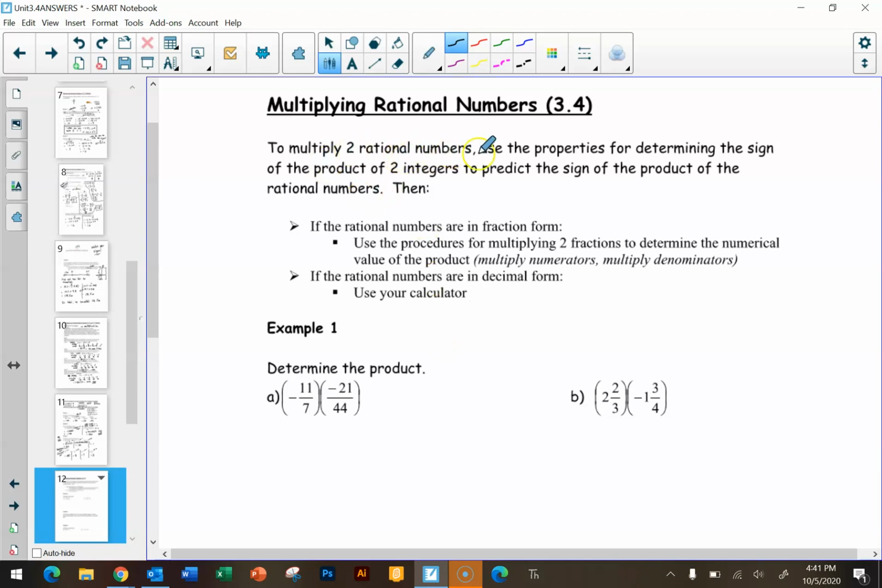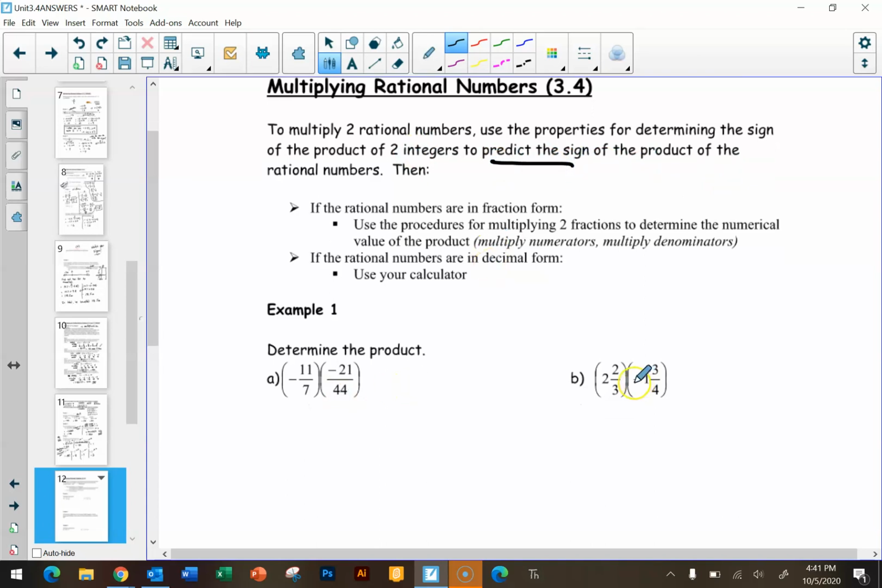To multiply two rational numbers, use the properties for determining the sign. So we just said, two negatives is a positive. One negative, one positive is going to be a negative. Two positives is going to be a positive. That's stuff we talked about on the prior page. We're going to use those properties to predict the sign of the product, and then if the rational numbers are in fraction form, which they are here, we have to multiply two fractions to determine the value of the product. We multiply the numerators and we multiply the denominators.